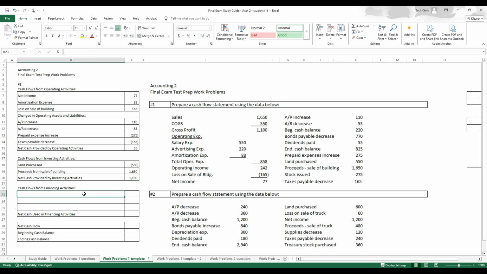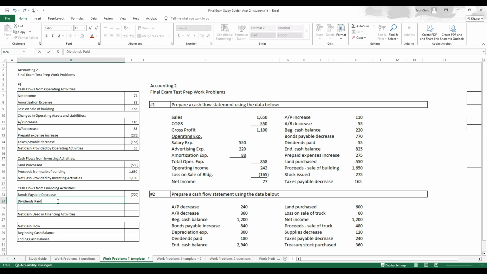Okay, then cash flow from financing. Again, we're going to look at anything that's equity related or borrowing or repaying money. And so we had a bonds payable decrease, so that's going to fall in this category. That's borrowing or repaying. And remember, when our payables are going down, we're paying them down with cash, whether it's bonds payable or AP or taxes payable. So that's going to be a negative cash flow impact. And what was the total? $770. And then dividends paid.